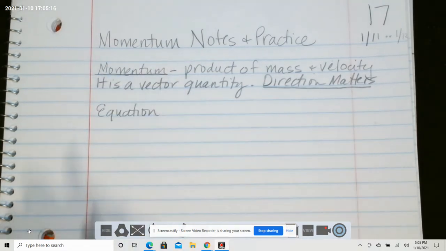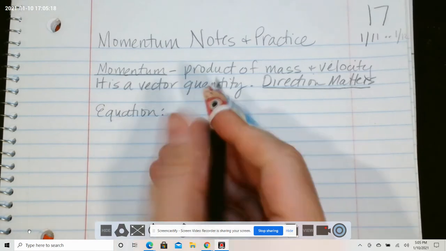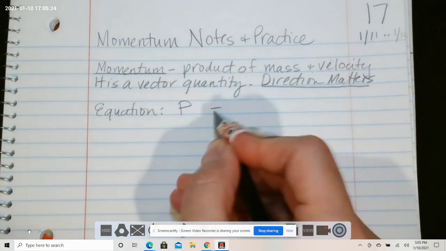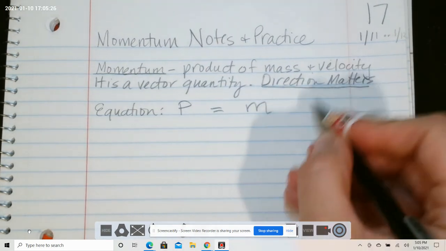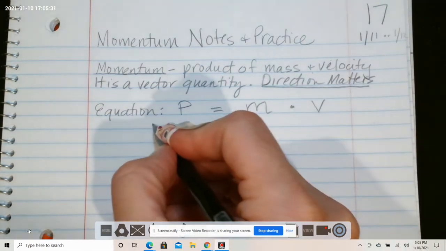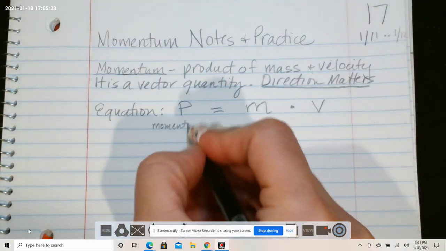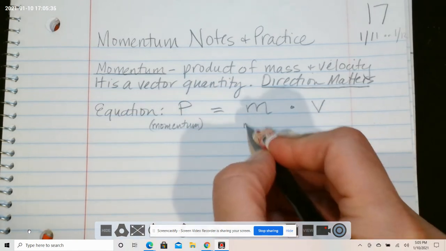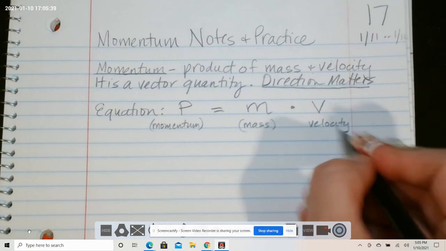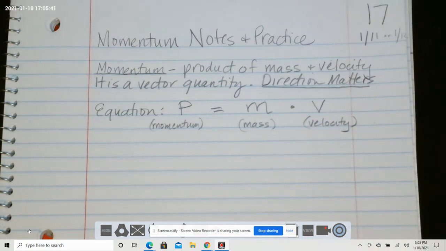The equation for momentum, we already talked about how momentum is not m, it is p, okay, equals m for mass multiplied by v for velocity. So p will be momentum. I'll write it down small underneath. M is mass and v is velocity. So that would be what we need to use as our base equation.